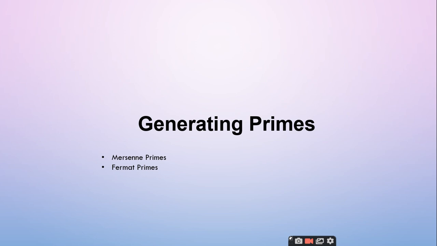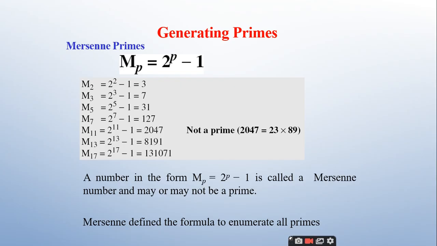Right. So the last topic, generating primes. Only 2 slides are there. Generating primes, Mersenne primes and Fermat primes. So Mersenne is a scientist who has defined a formula to enumerate all the primes, right? So this is the formula that Mersenne has given.